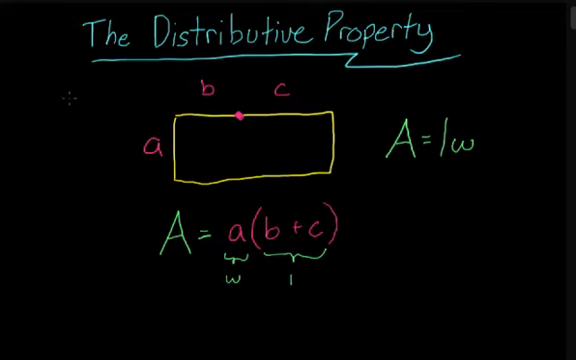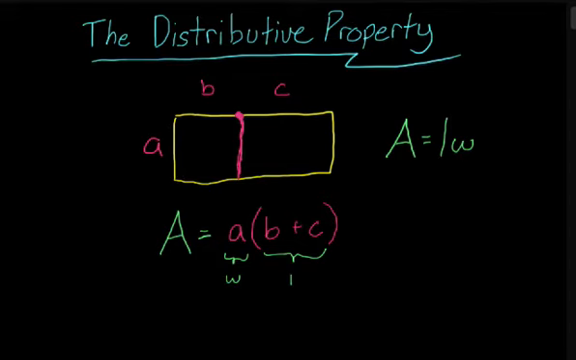Now, there's another way of looking at this area. Let's take this point and draw a line right down here. We're going to split the rectangle into two smaller rectangles. We've got a rectangle right over here and a rectangle here, each with its own area, the sum of which is going to be the area of the entire rectangle.